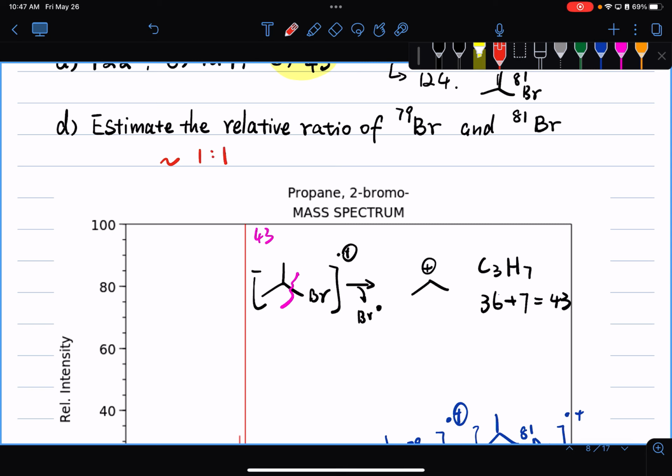So whenever I say estimate, you should just give me an estimate, like a relative ratio, about 1-to-1 is good enough. But if I say calculate or quantitatively calculate, then you need to do whatever we did before for the chlorine 2 minus and actually calculate the natural abundance. All right, that's all. Looks like today is pretty straightforward. Let me know if you have any questions.